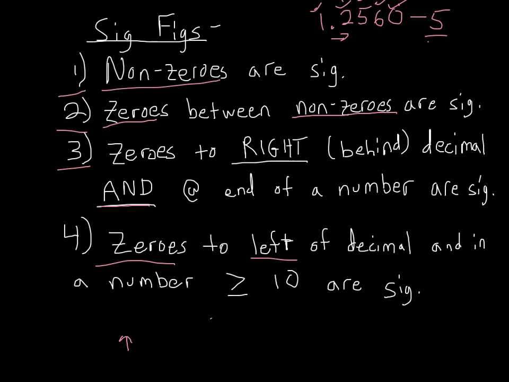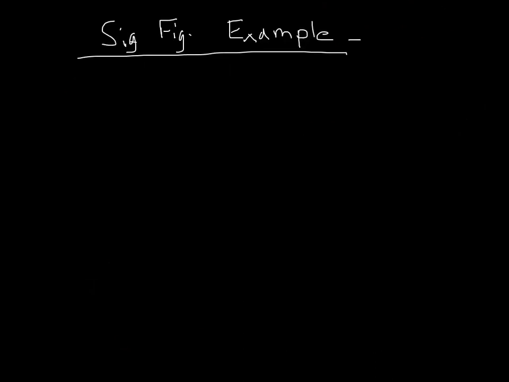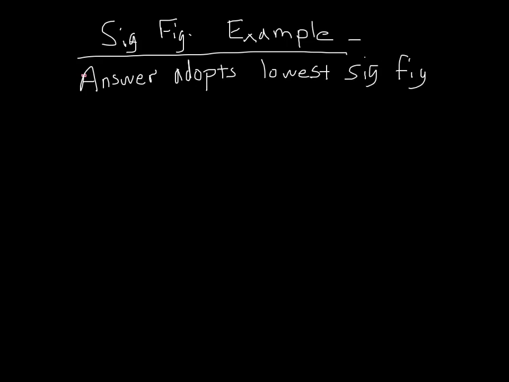So let's look at the actual situation that we have. We have this number and we want to know how many sig figs we actually have to leave. The important thing is that when you're doing a problem, the answer to your problem adopts the lowest sig fig. So what we're trying to do is see what the equivalent of 60 miles per hour is in meters per second. 60 miles per hour is equal to, well, we got 26.8 meters per second.